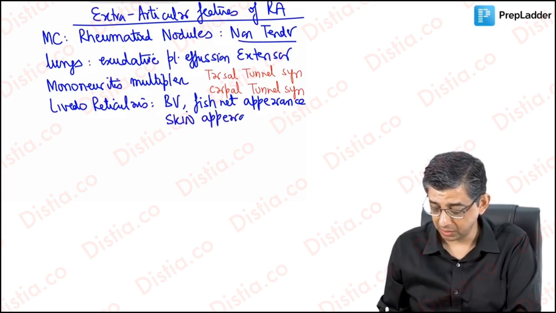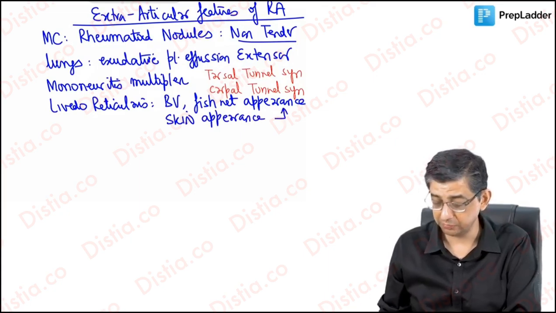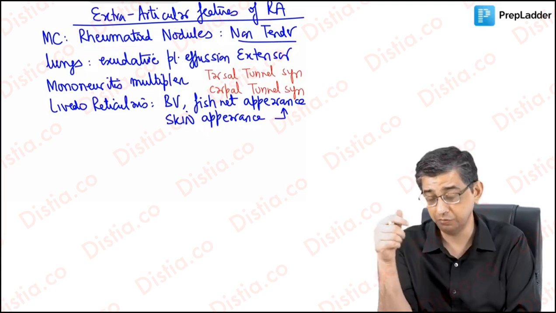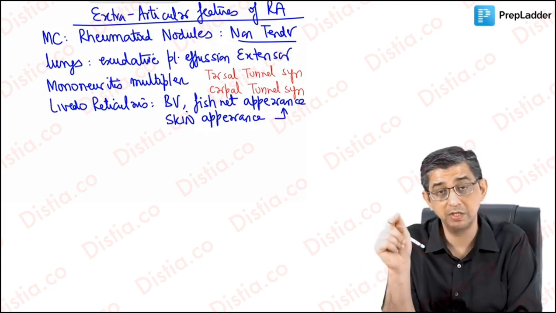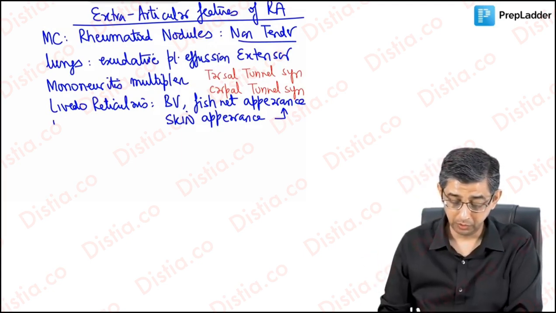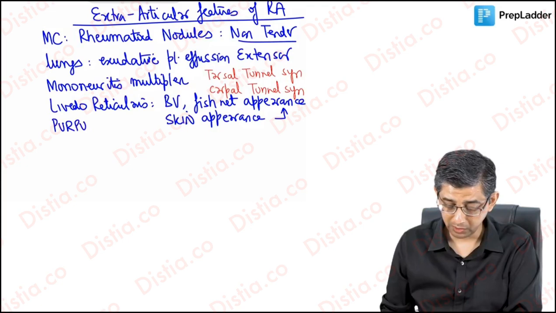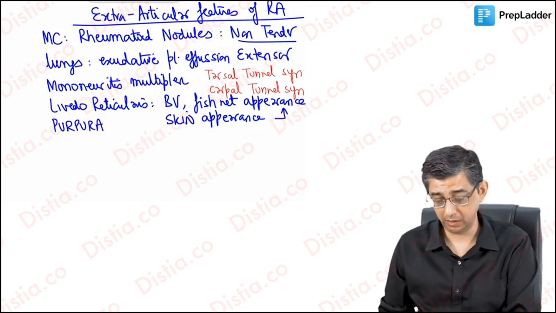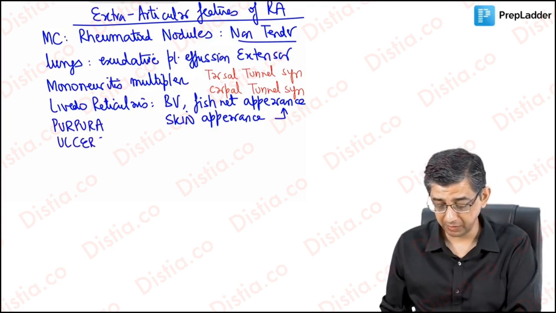I'm just saying this is a physical skin appearance. So do read the question carefully, whether he's asking you fishnet for skin appearance or fishnet appearance for immunofluorescence studies of a skin biopsy, because obviously the perspectives are different. You could also be having some purpuras, which would mean palpable bleeding in the skin, and even ulcers in the tip of the finger can be noticed in these patients.